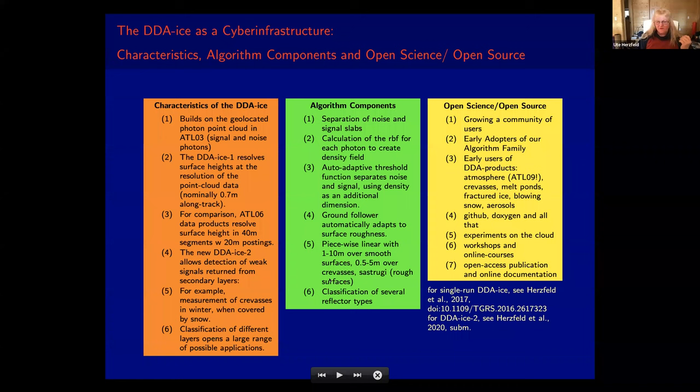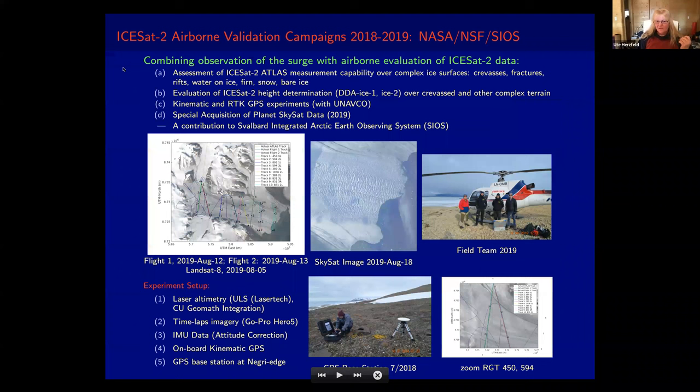Okay, so now, how do you know the sensor does what the sensor is supposed to do? You do fly a validation campaign, and of course, thinking how complex a surging glacier is, this provides us with an ideal environment to detect surface heights, saying, well, if we can find all the complex surfaces in a surging glacier, then we can probably do well with an algorithm anywhere else.